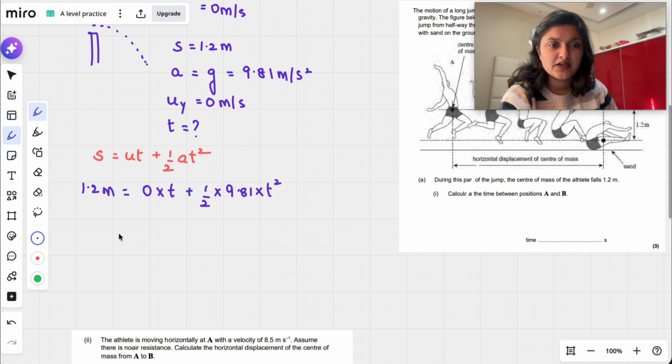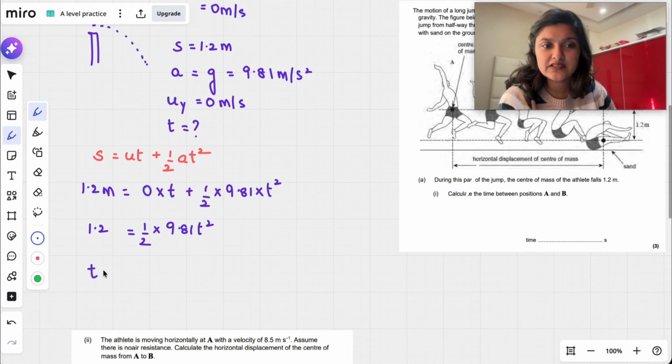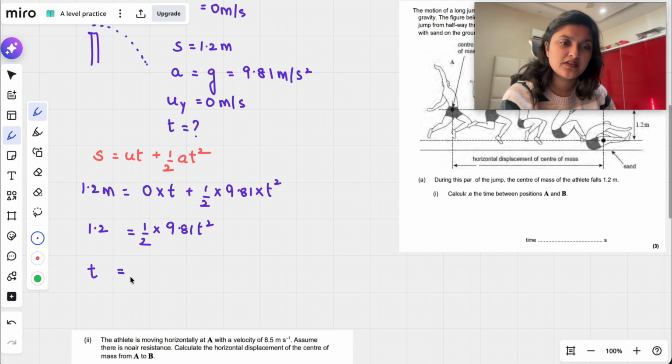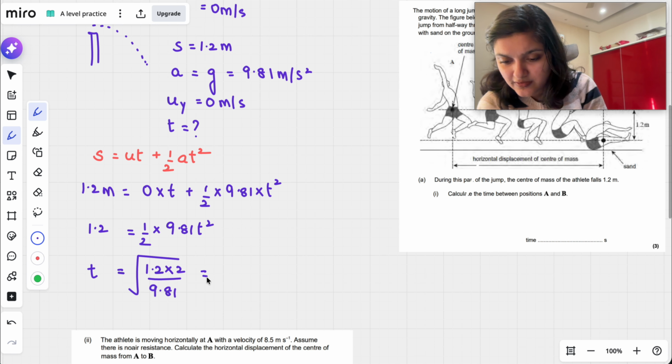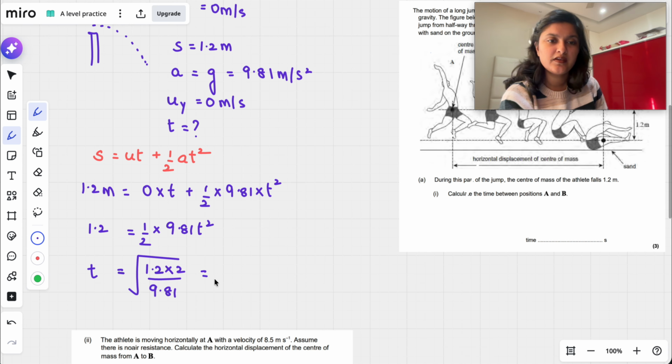After this, we just rearrange it, so we can write it as 1.2 equals 1 over 2 times 9.81 times t square. As you know, we have to solve for t, so we need to isolate t. We'll multiply the equation by 2 and divide it by 9.81. Then we'll take the square root of the entire equation. Now you just need to plug it in your calculator. Okay, so we get 0.49 seconds.